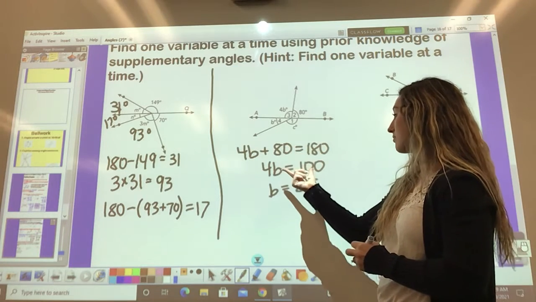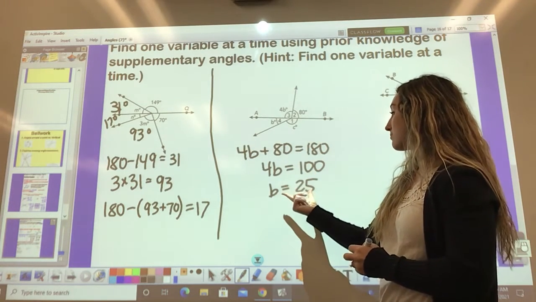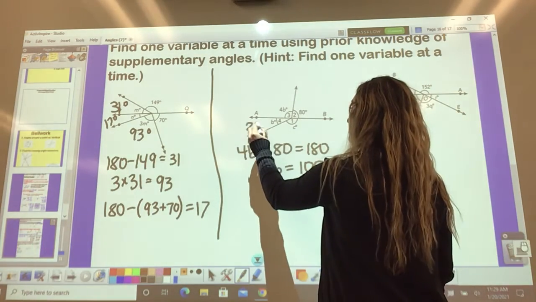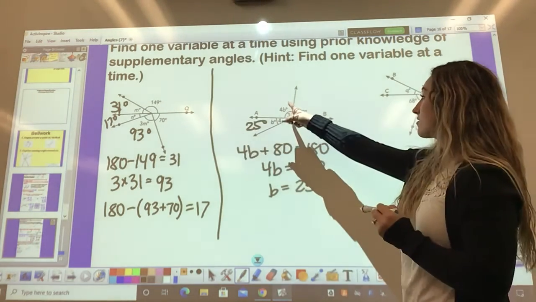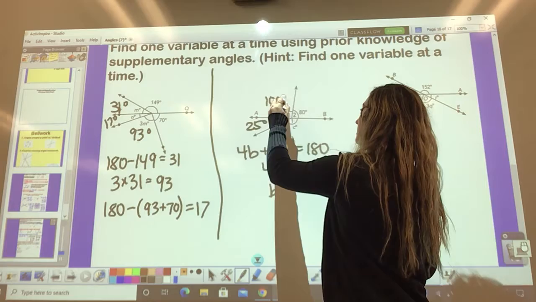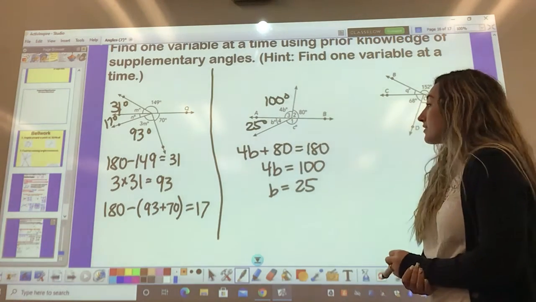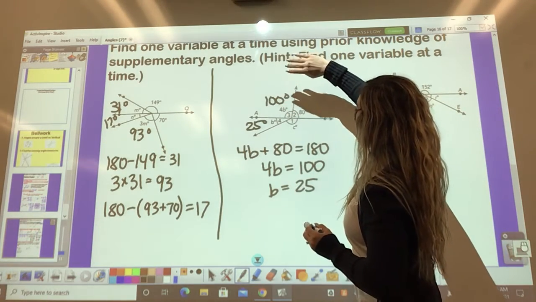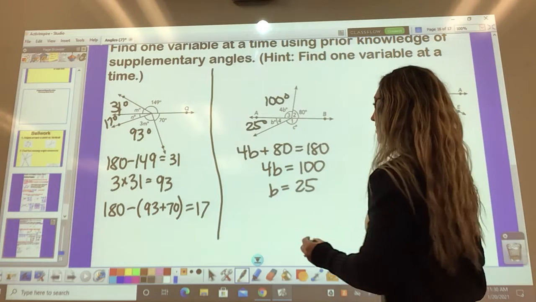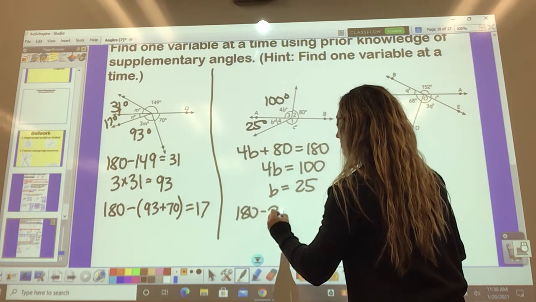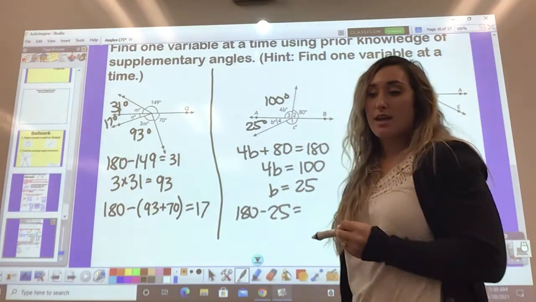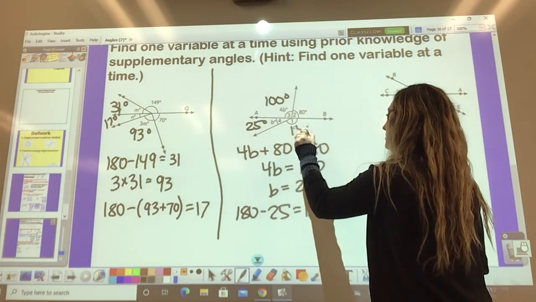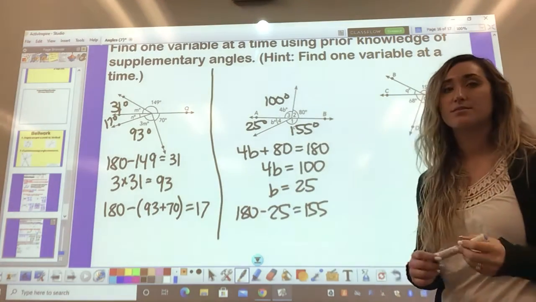Here you would subtract 80 on both sides and get here. Here you would divide both sides by 4 to get here. So B equals 25, so that gives me this angle, which is nice. And this angle is 100, like we already said. So now we really just need to find angle C. C and this 25 are supplementary, so they should add up to 180. So I can just do 180 minus 25 to get C, and that would be 155. So angle C is 155 degrees.